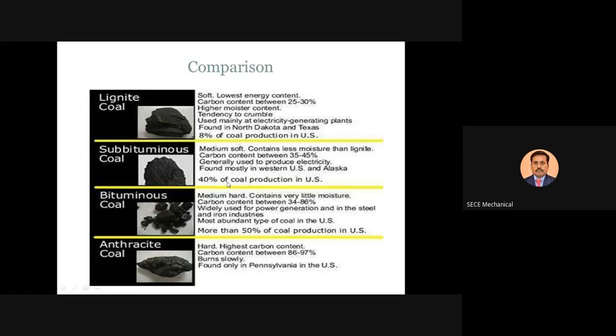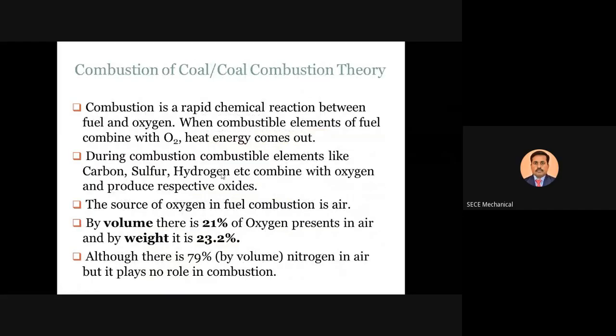Bituminous coal is available in most countries, but it is volatile. But anthracite is limitedly available, though it is a high-grade coal because it has higher carbon content. The lower grade of coal is lignite. So these are the points you have to keep in mind. Next, we are moving to the combustion of coal.